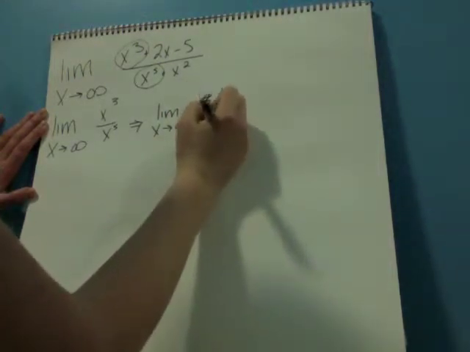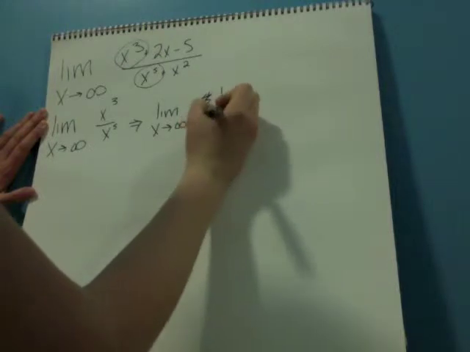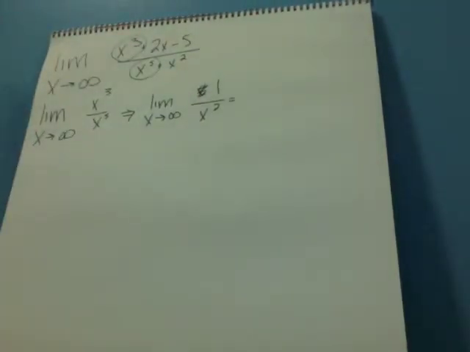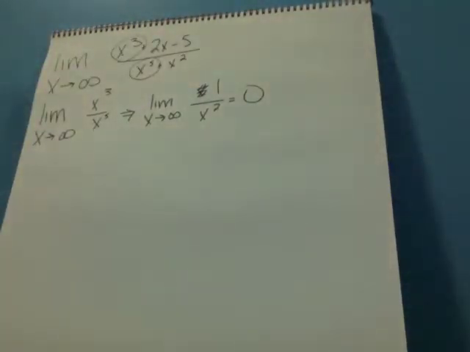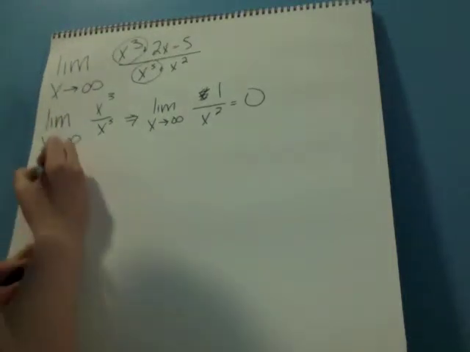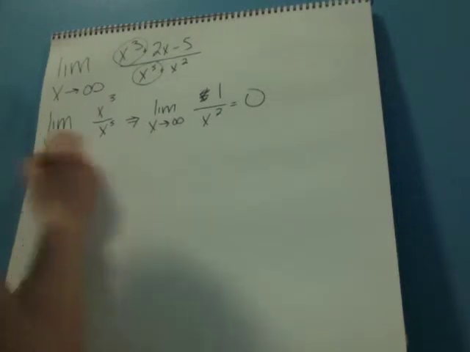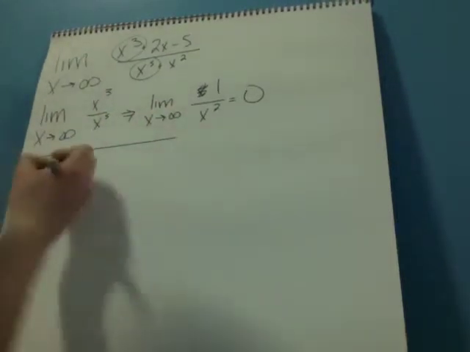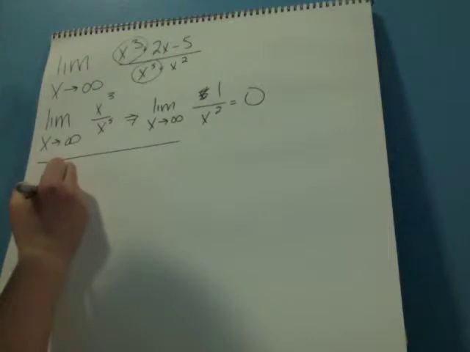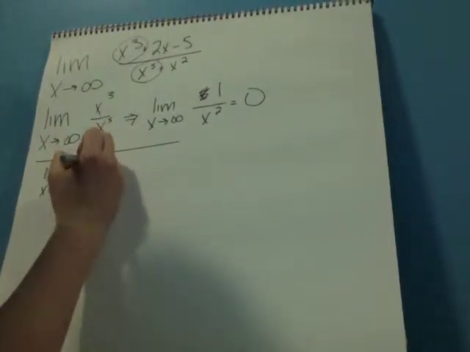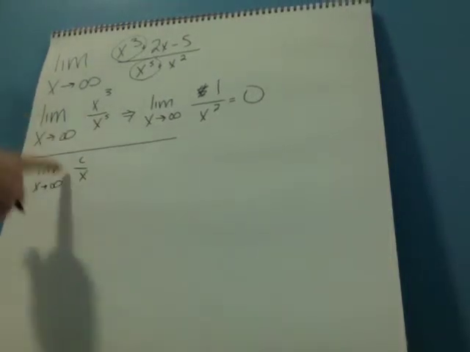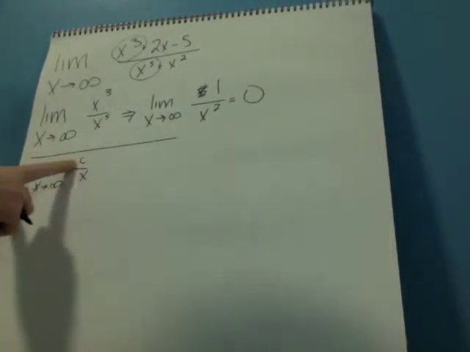1 over x squared, 0. To know that, there's a set of rules you have to memorize. So these rules are, if the limit of x to infinity equals c over x, so c is a constant, it could be any number.